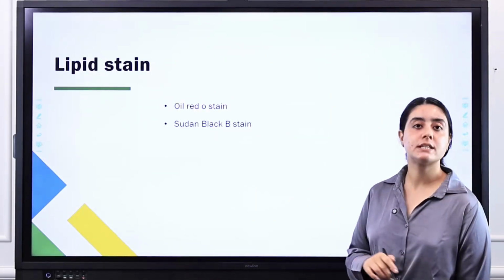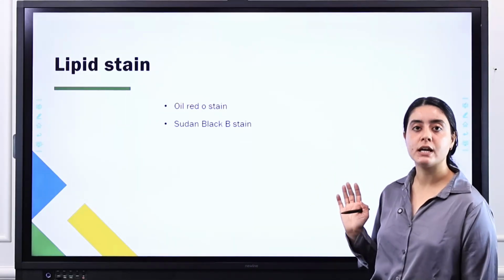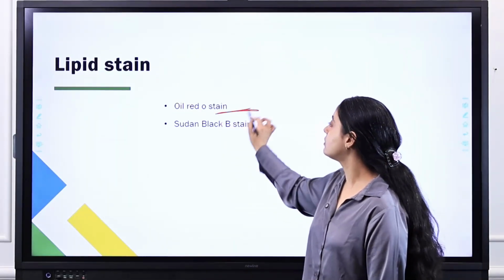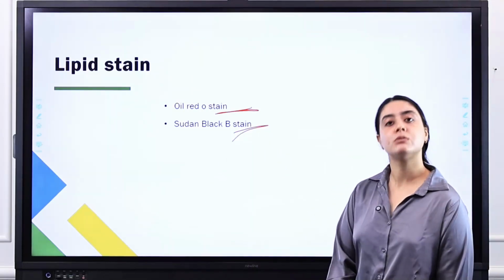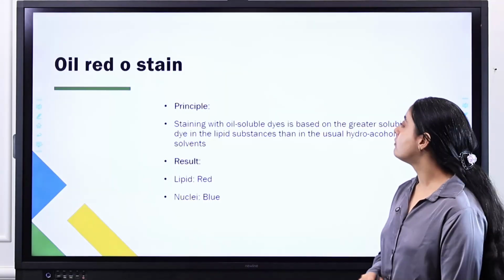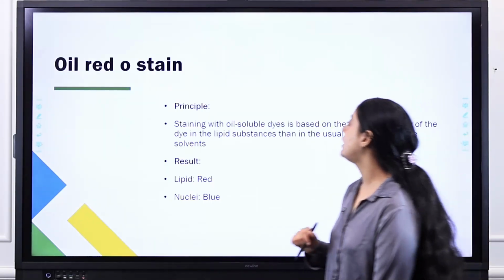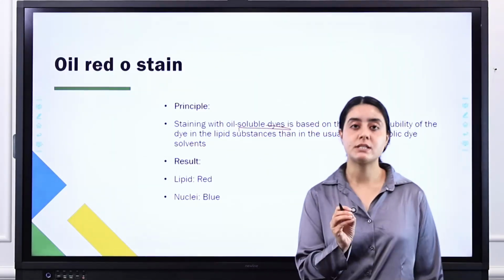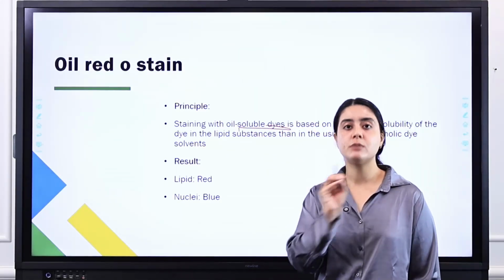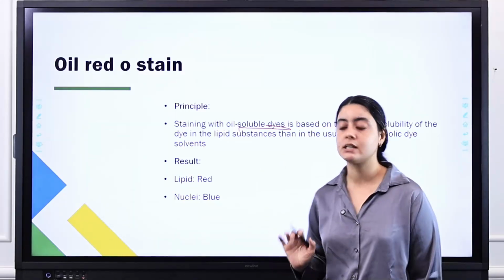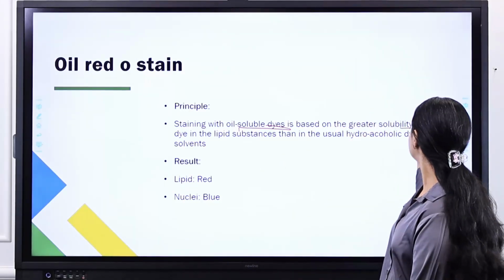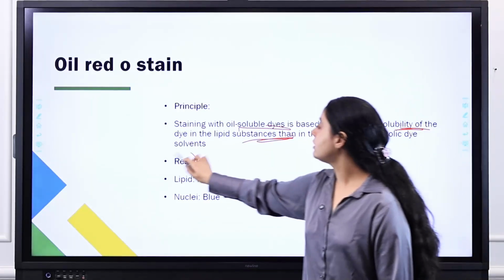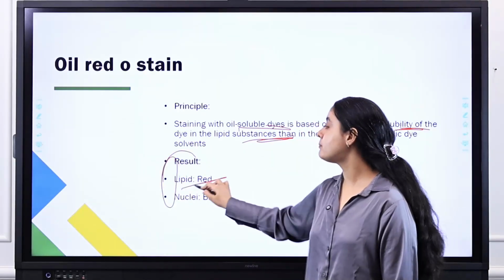Then now we have lipid stains. Okay, so we are done with nucleic acids also. Now we have another category, lipid stains. Here also we have two stains, oil red O and Sudan black B. So what is the principle of oil red O? It is an oil soluble dye. It helps to demonstrate the lipid substances which are present in the tissues, based on the solubility of the dye in the lipid substances. So what will be the result if lipid is present?